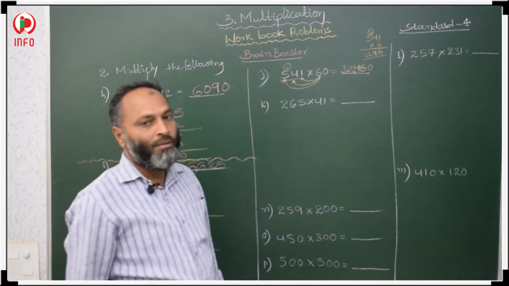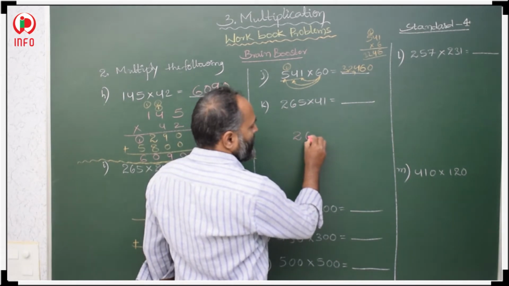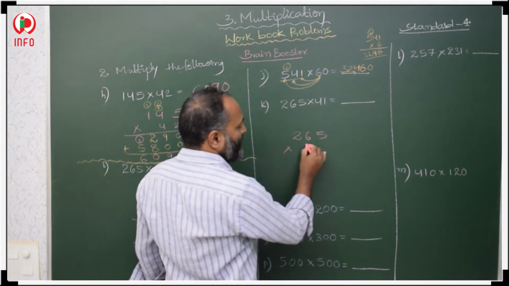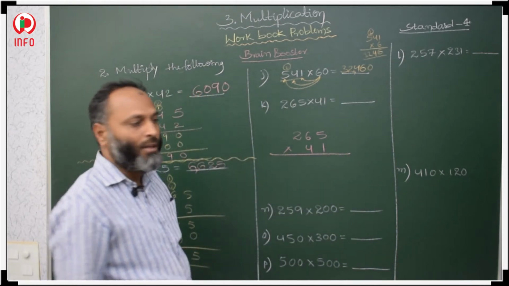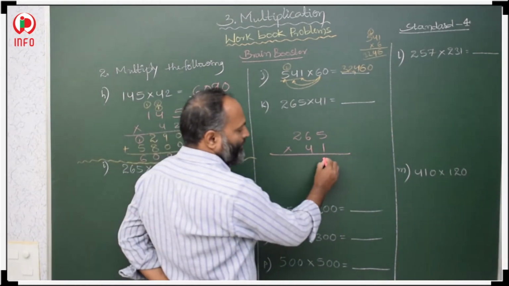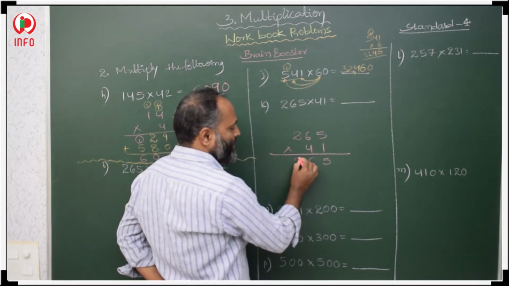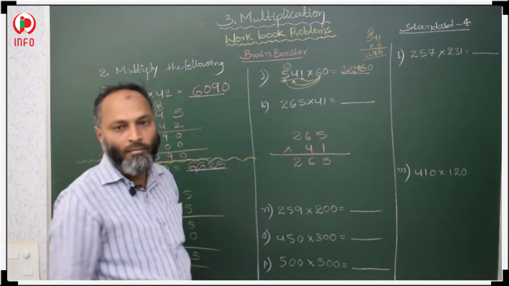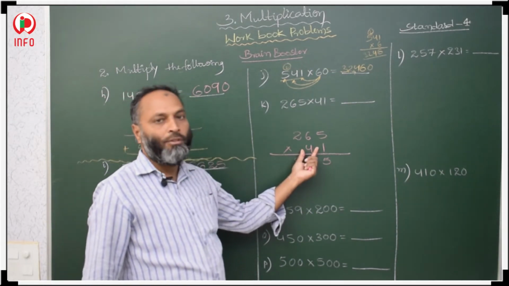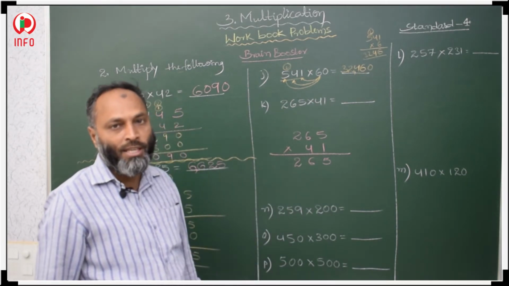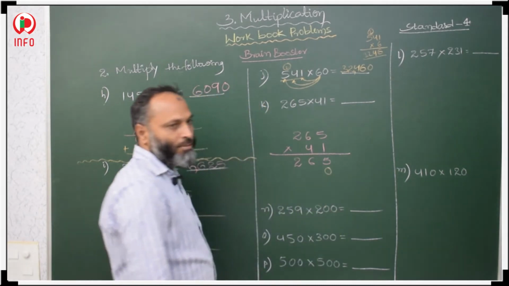Next, 265 we have to multiply with 41. How to multiply? 265 multiply with 41. First we have to multiply with 1. 1 with 5. 1 5s are 5. Then 1 6s are 6. 1 2s are 2. With 1 it is over. Now we have to multiply with 4. 4 is in tens place, so we have to keep a 0 in ones place.